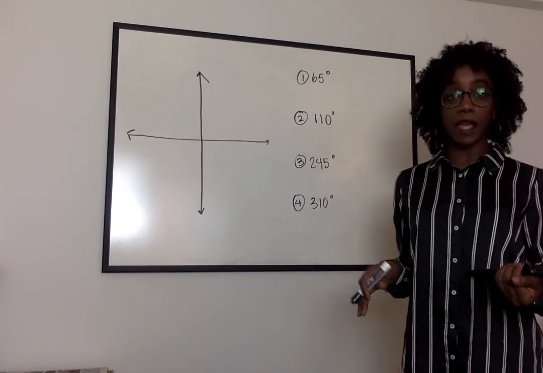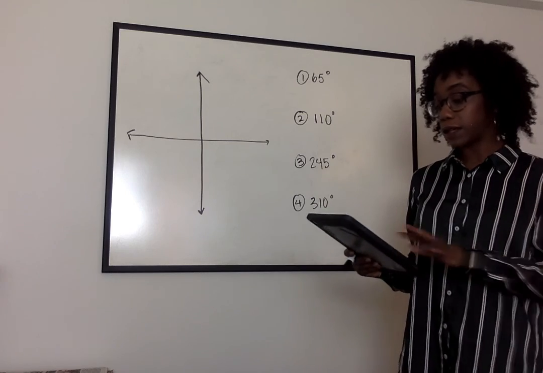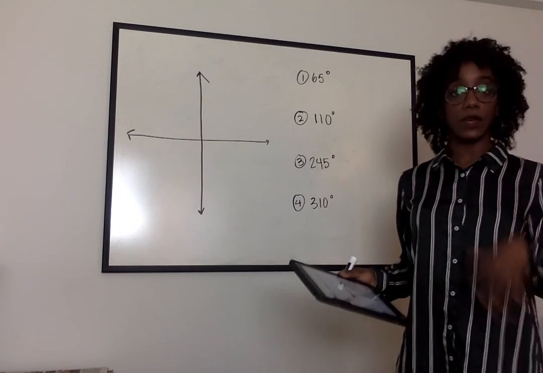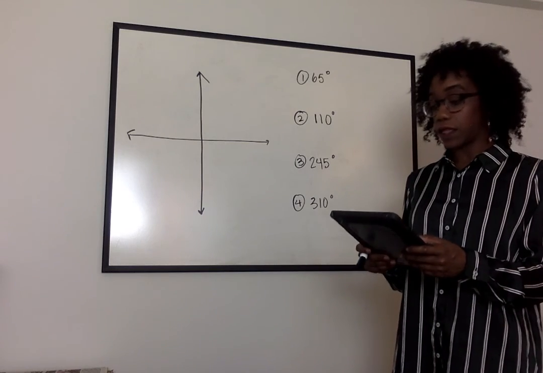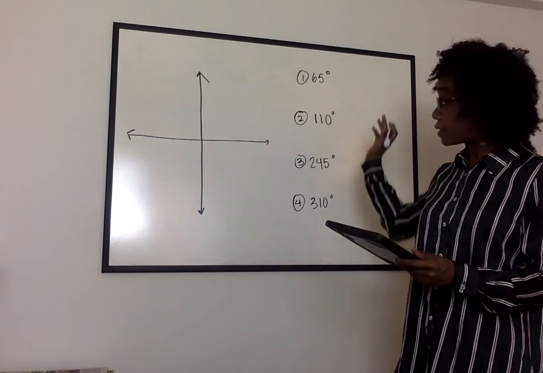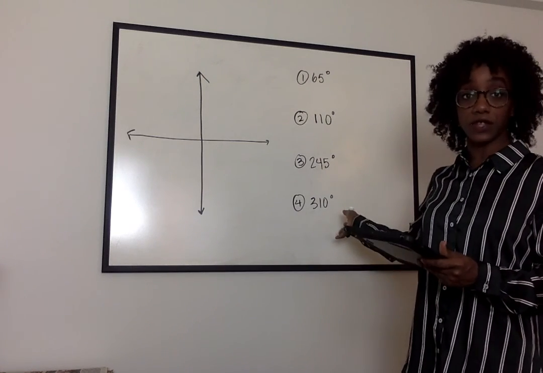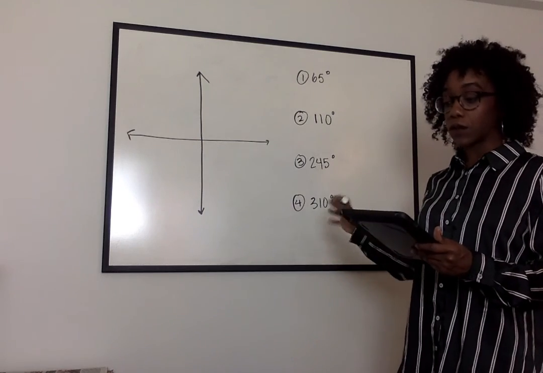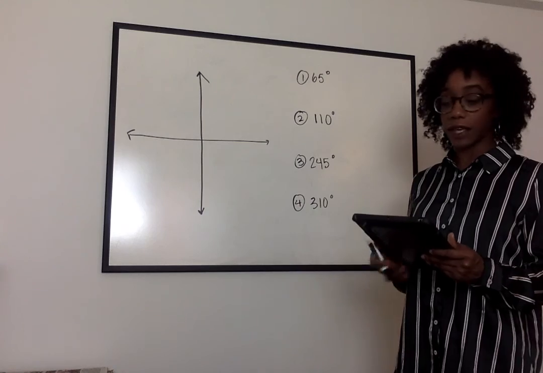Okay, so I'm going to go over the mini lesson, the exploration problem, and the mini lesson where you have to determine the reference angle. First, this is asking you to sketch and label 65 degrees, 110 degrees, 245 degrees, and 310 degrees. I'll also go over the warm-up. So I'm basically going to go over the whole first page with you.